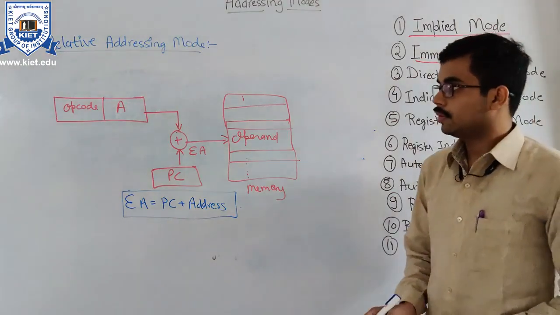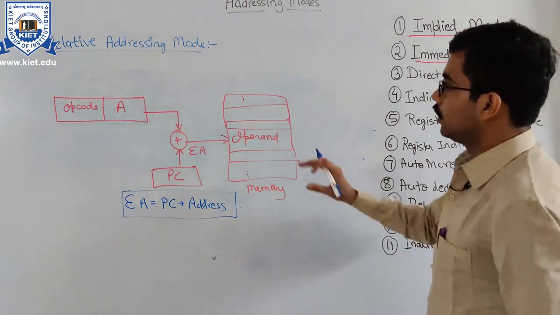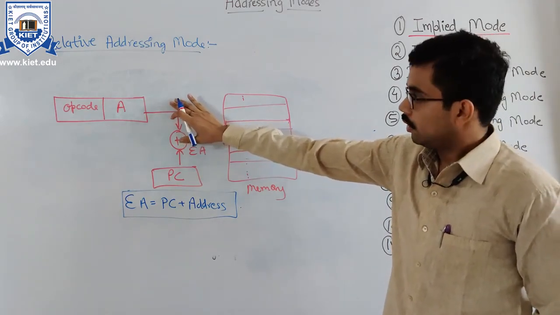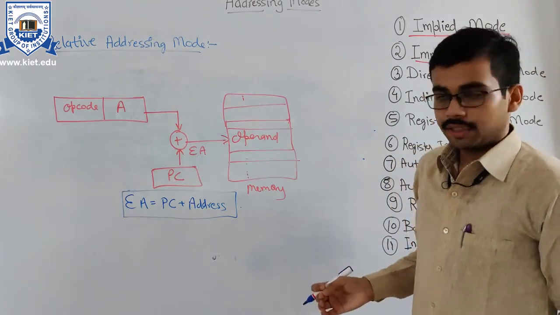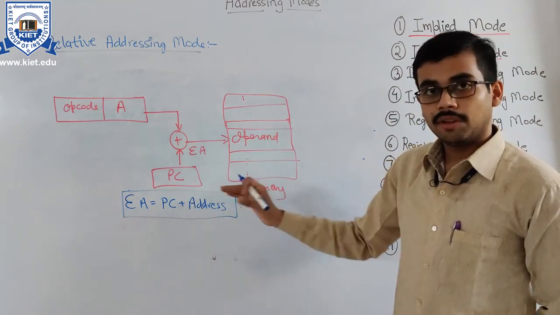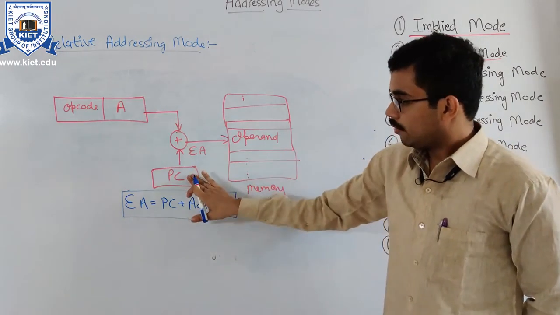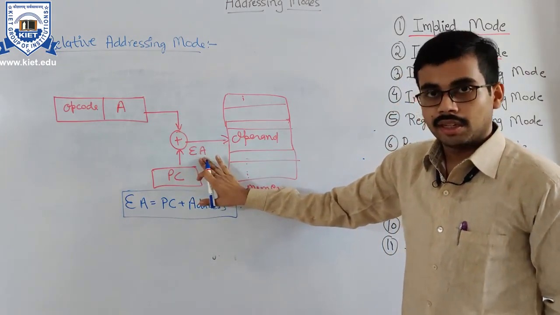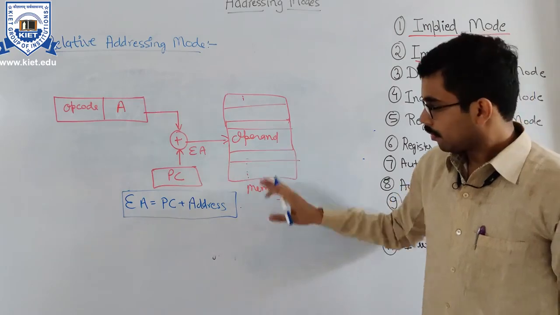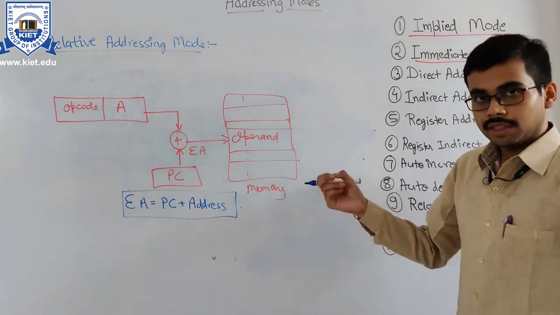Next we have the relative addressing mode. Relative addressing mode is basically used in some program control statements. Here we have some opcode, and then an address field in which we feed an offset. The offset is basically the relative position from the program counter from where we want to execute our program. We add that position to the program counter and get the effective address, then go to that address and fetch the operand there. So the effective address will be the program counter plus the address field given there.